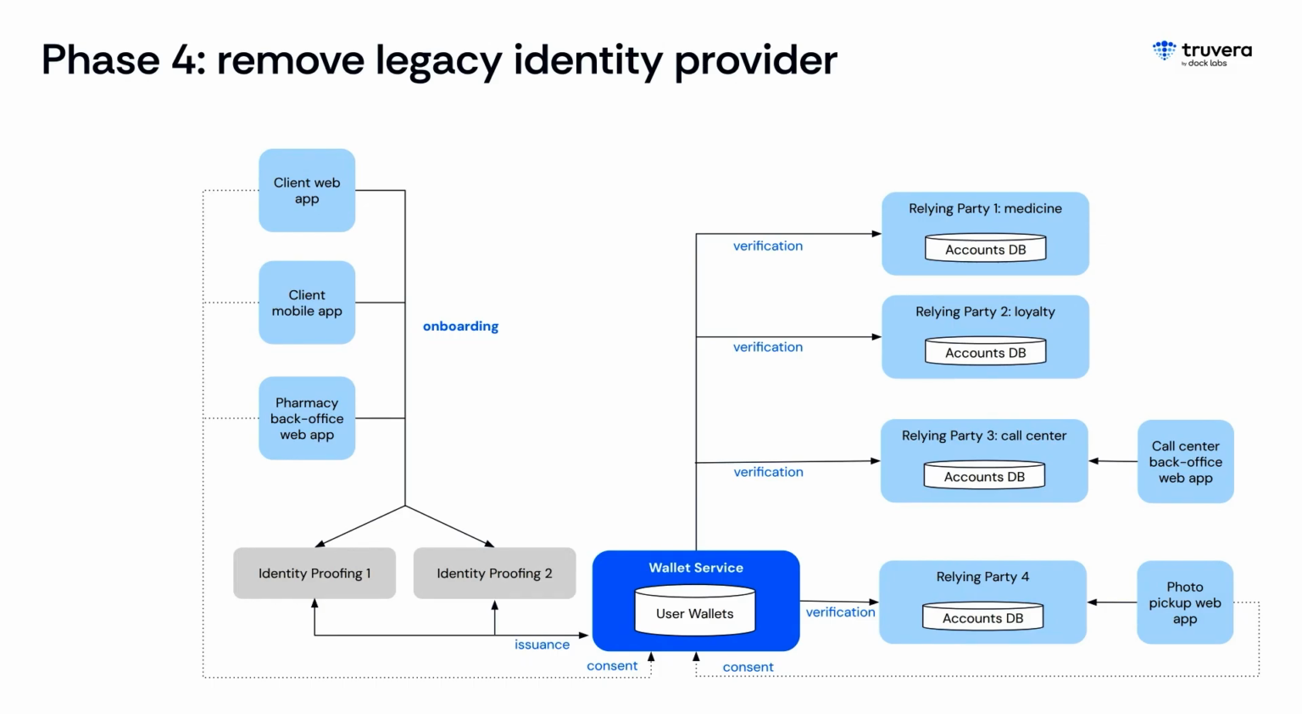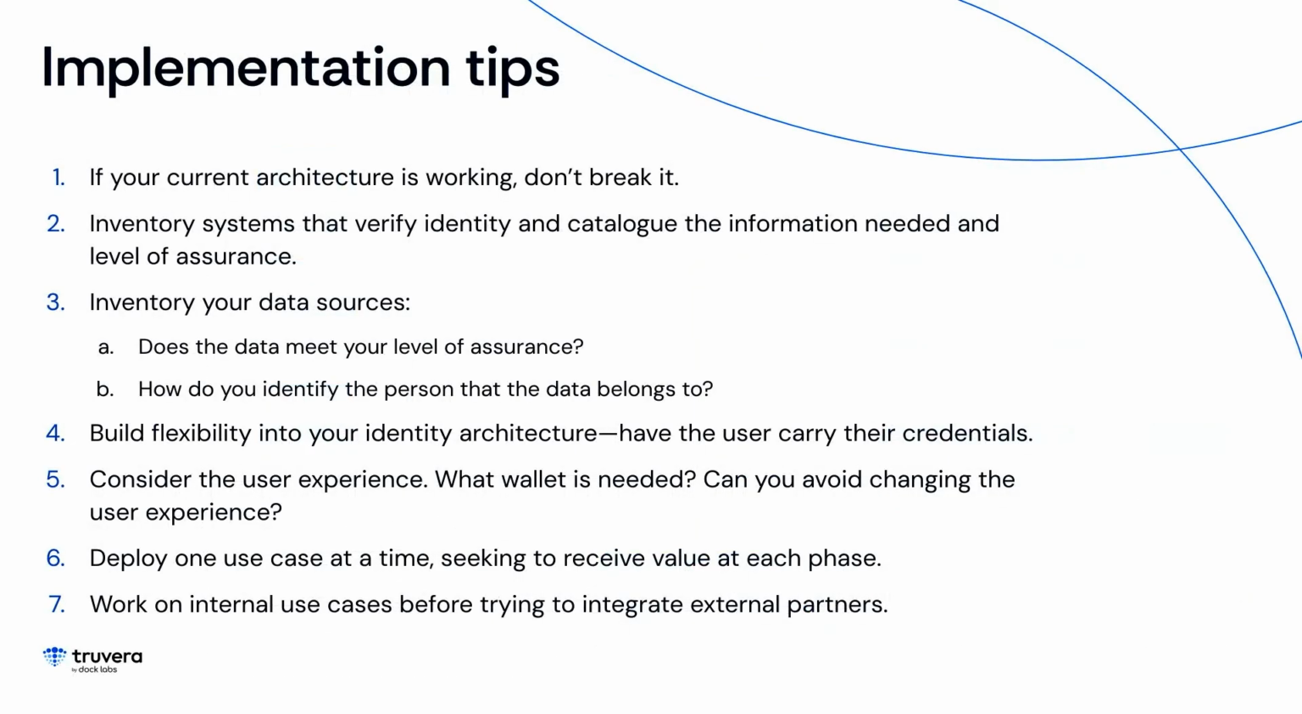Now let's move on to talk really briefly about some tips that come out of this conversation. First is, if your current architecture is working, we don't need to break it. We can do this incrementally. We can stop at different points. We can only tackle things that need to change anyway.